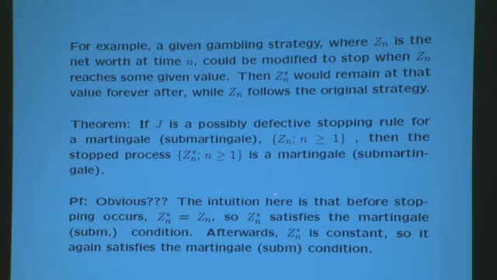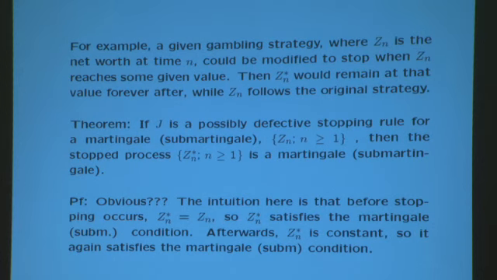Here's the main theorem here. If J is a possibly defective stopping rule for a martingale or a submartingale, Z_n, n greater than or equal to 1, then the stopped process, Z_n star, is a martingale if the original process is a martingale, and it's a submartingale if the original process is a submartingale. And sort of the proof is the following. You can almost say this looks obvious. If it looks obvious to you, you should admire your intuition. If it doesn't look obvious to you, you should admire your mathematical insight.